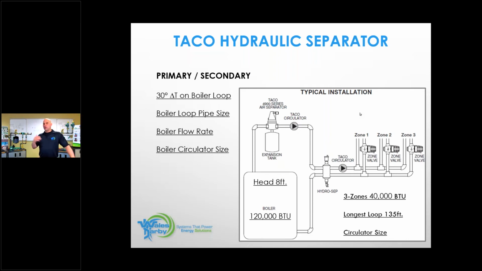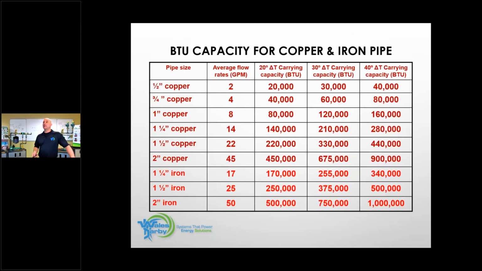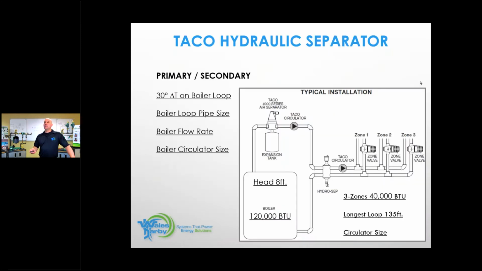So we go to our pipe chart, which we showed you. That'll allow us to get a 30-degree delta with 1-inch pipe, and we'll flow that comfortably. We go through 1-inch pipe and circulator size, and everything there is good on the other end.